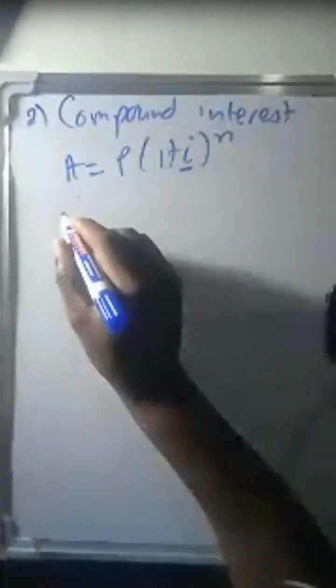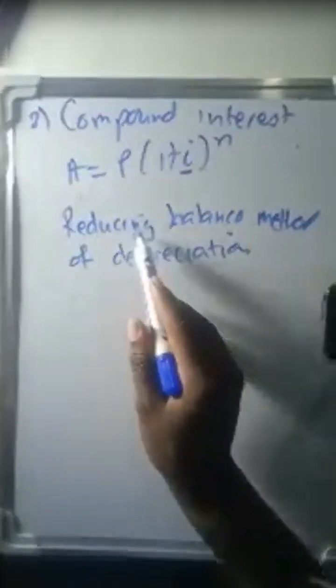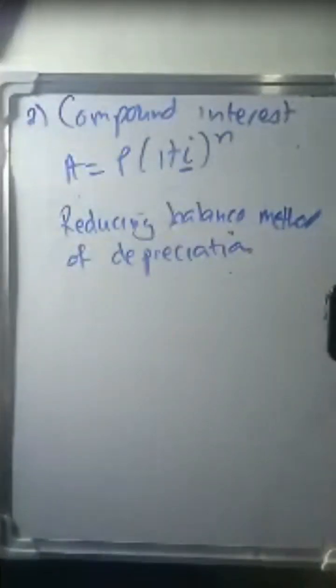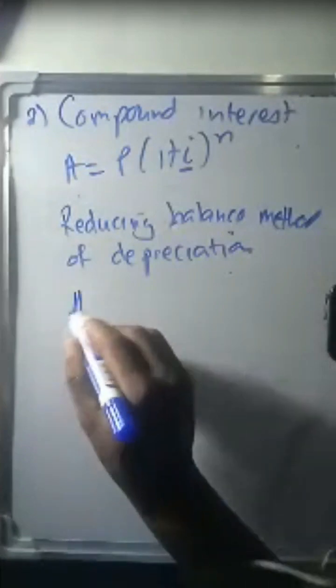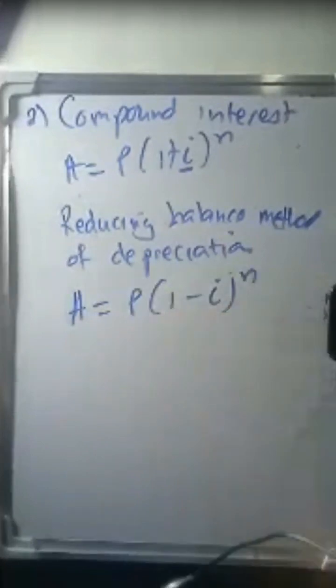Then the brother to compound interest is what we call the reducing balance method of depreciation. Some say diminishing balance. To diminish is to reduce. So this one is A equals P in bracket 1 minus I to the power of N.